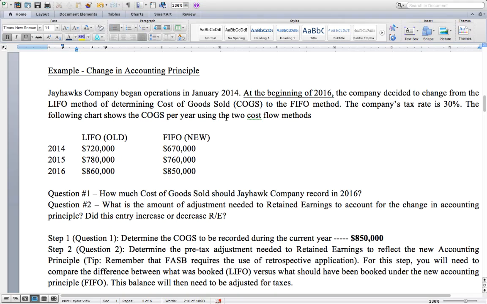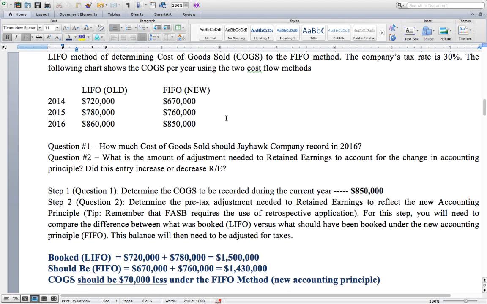Jayhawk's company began operations in January 2014. At the beginning of 2016, the company decided to change from the LIFO method of determining cost of goods sold to the FIFO method. So from last in, first out method to the first in, first out method. The company has a tax rate of 30%, and I presented you what the cost of goods sold expenses were for each year presented for the financials under each method. So as you can see, there is a difference in each year in what is reported under each method.